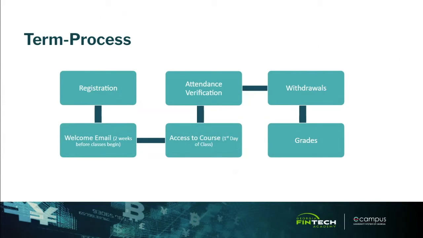So just a quick snapshot of how the term processes flow throughout the semester. Obviously, a student would register. And then 2 weeks before classes begin, we will begin sending welcome emails to students every single day. So anyone who adds a new course would receive that welcome email on whichever day they add that, or the next day. Then on the first day of class, students will gain access to their course. During week 2, typically, is when attendance is verified by instructors. After that point, students can withdraw from the courses through that gated withdrawal process. And then, of course, at the end of the term is final grades.